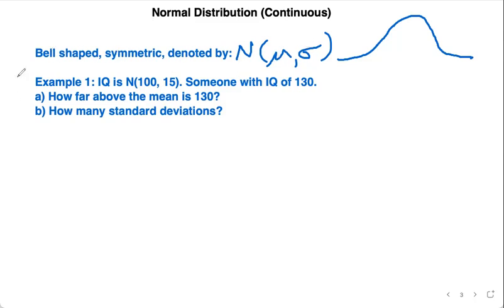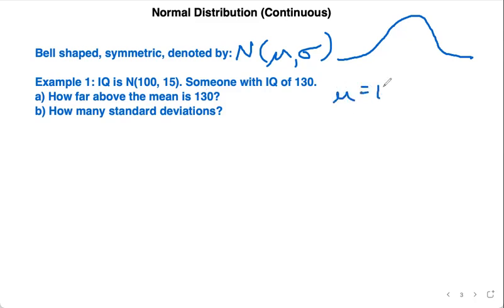Now, for example, if they tell you IQ is normal with a mean of 100 and a standard deviation of 15, it's very common. I'll see this all the time online in examples. IQ scores are normally distributed with a mean of 100, standard deviation of 15. Someone with an IQ of 130. Okay, so how far above the mean is 130? That's my first question to you.